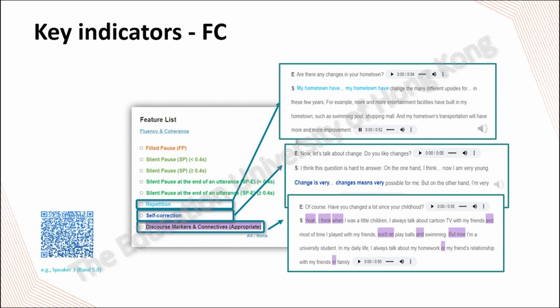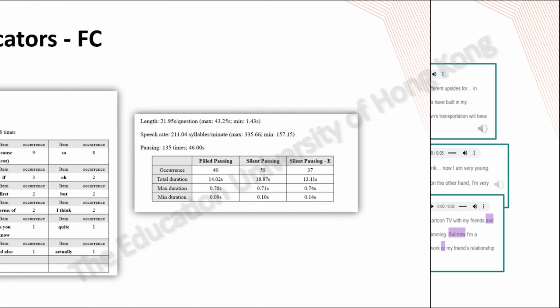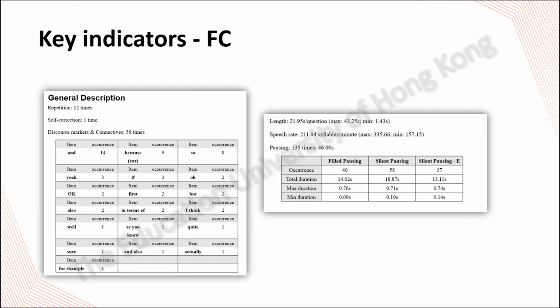Here are the annotations on repetition, self-correction, and discourse markers and connectives. Each speaker's fluency and coherence performance has been summarized in the general description.